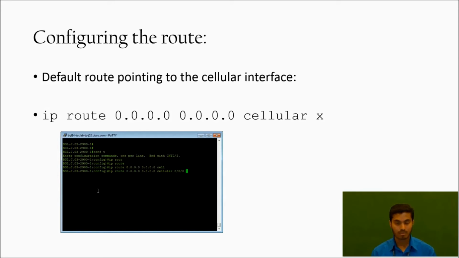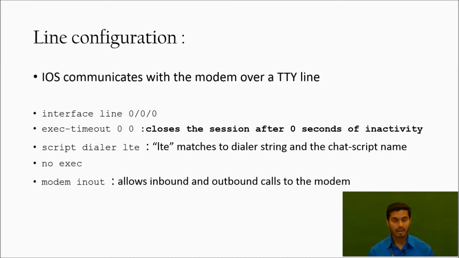So source IP any, destination any, all traffic should be sent over the cellular interface. Next is the line configuration, where the IOS communicates with the modem over the TTY line. Here the interface line 0/0/0 matches the cellular interface, and exec-timeout 0 0 closes the session after 0 seconds of inactivity. Ensure that the script dialer name matches the chat script name and also the dialer string, which is used as LTE here, and modem InOut, which allows inbound and outbound calls to the modem.